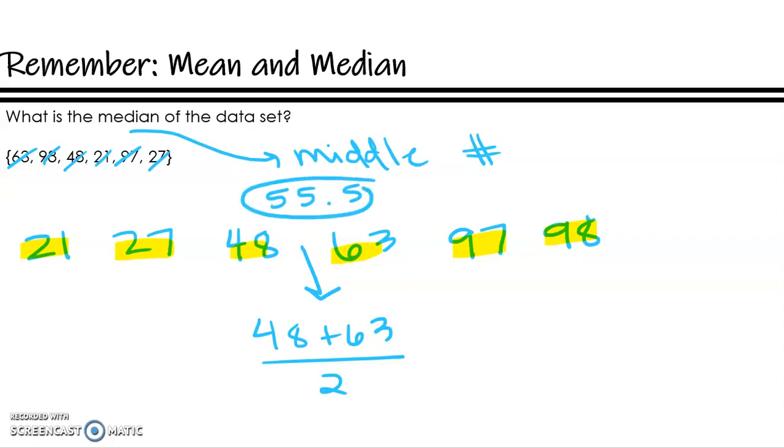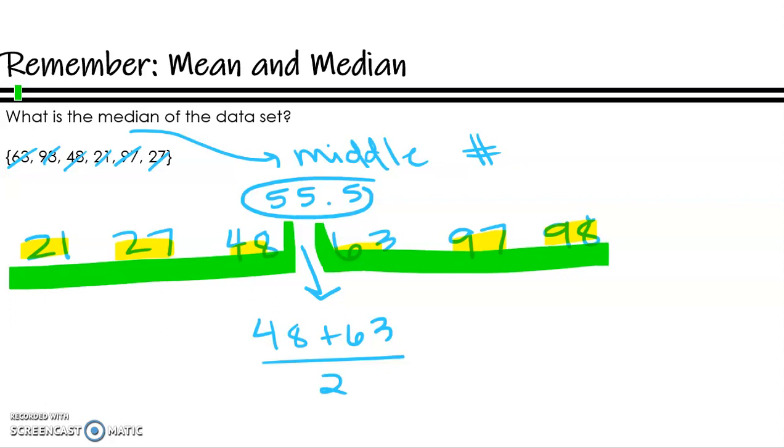We're going to do some of this in a second, but this divides my data into a lower half and an upper half. Lower 50%, upper 50%. Notice that 48 is within the lower half, 63 is in the upper half.